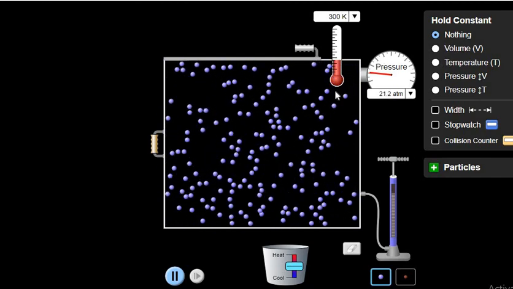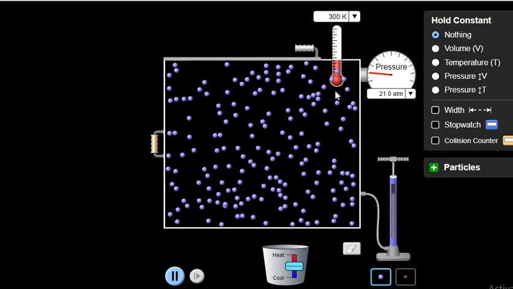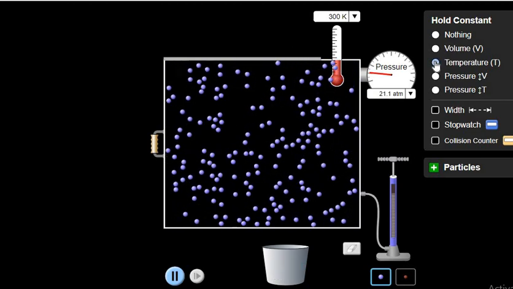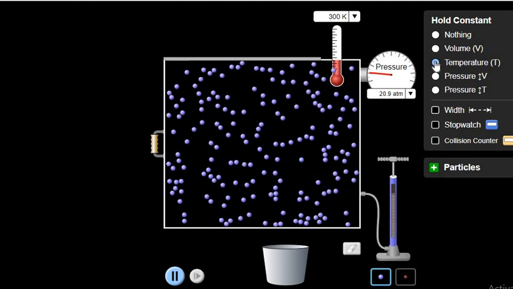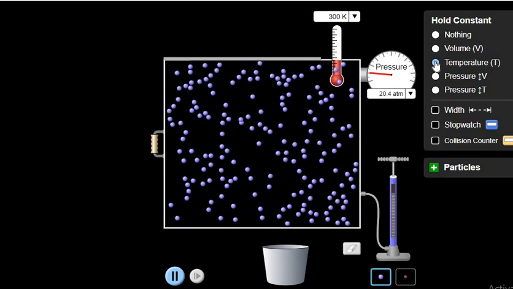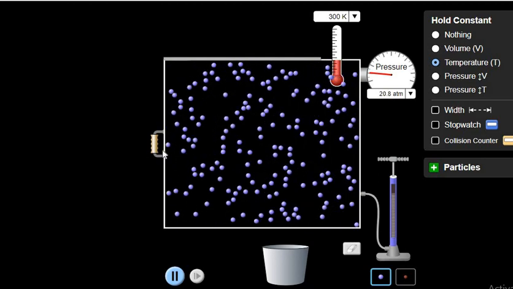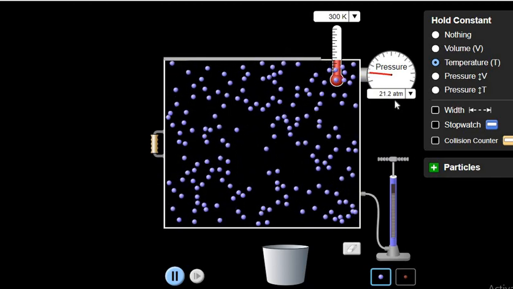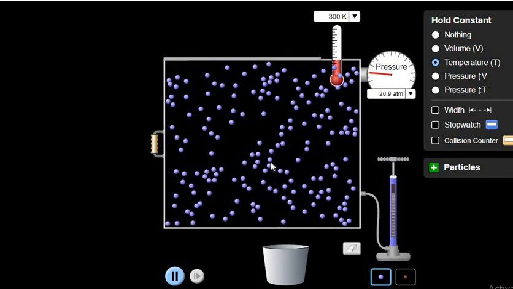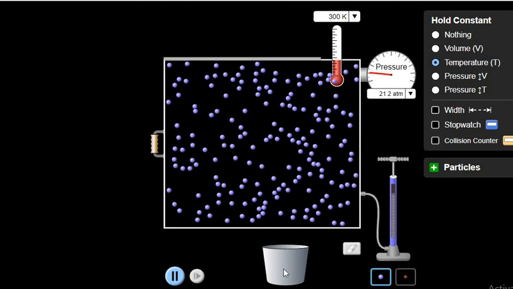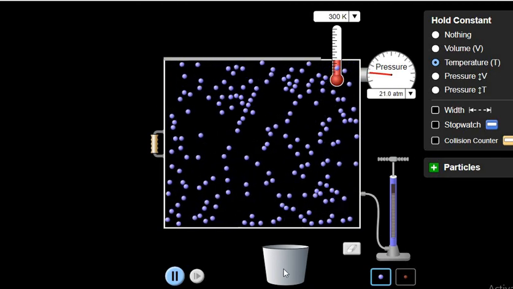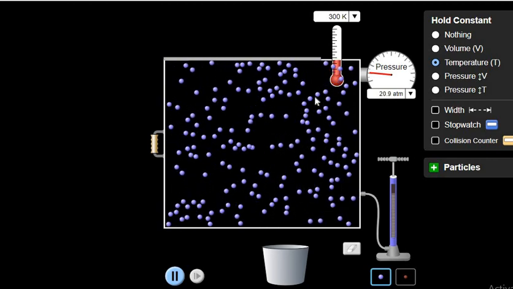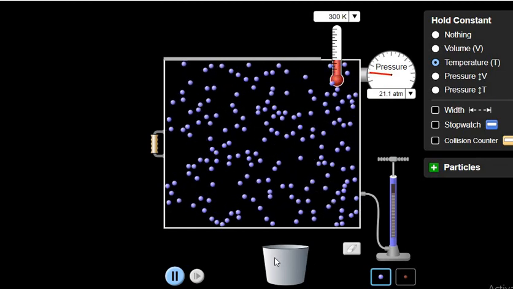Now, because I just want to study the relation between volume and pressure, that means I should keep the temperature constant. So I have a constant temperature now. So I want to study the relation between volume and pressure. Look at the pressure. Now I just added this amount of particles. Look at the source of energy. We don't have any source of energy. Why? Because I want a constant temperature. So that's why they removed the energy.